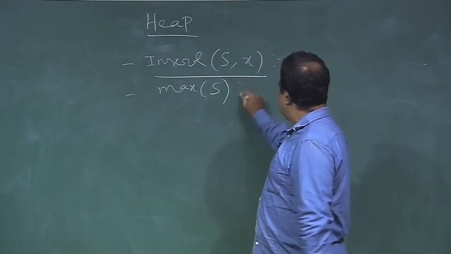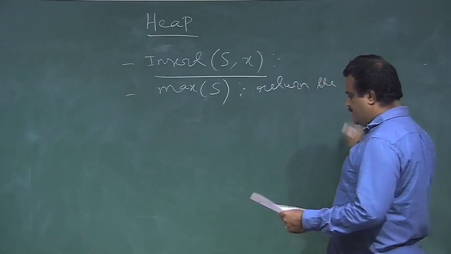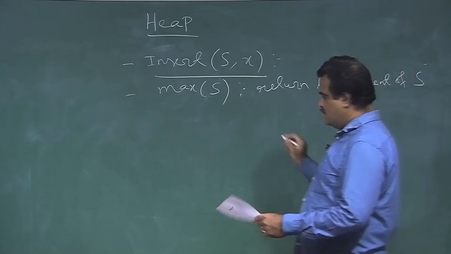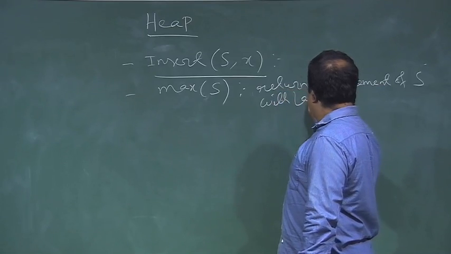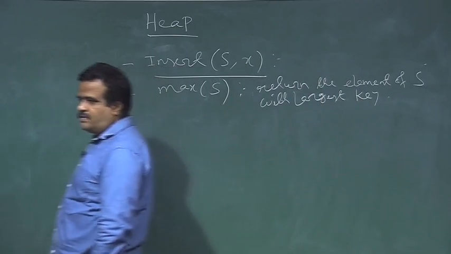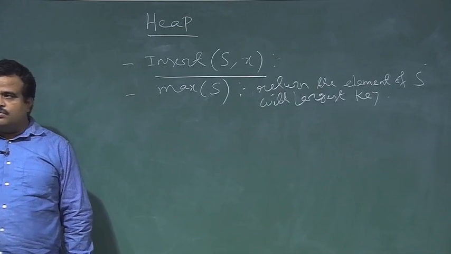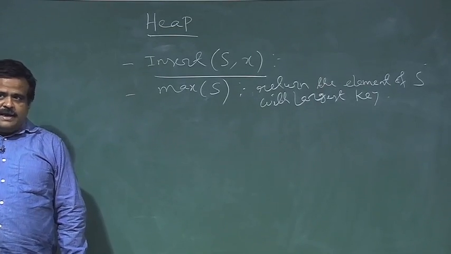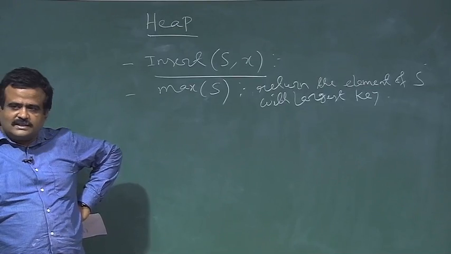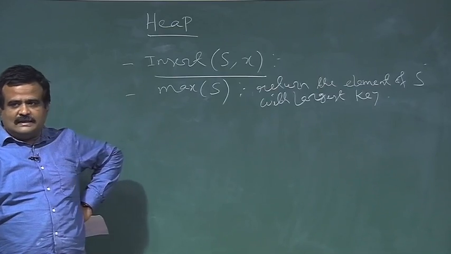So, this is basically returning the element of S whose key value is maximum, with the largest key value. So, we are looking for the maximum element from this set. S is a dynamic set, so every time we should be able to insert a new record, a new key, in this S, and we should be able to find out, with the max operation, the maximum element from S, which has the largest key value.